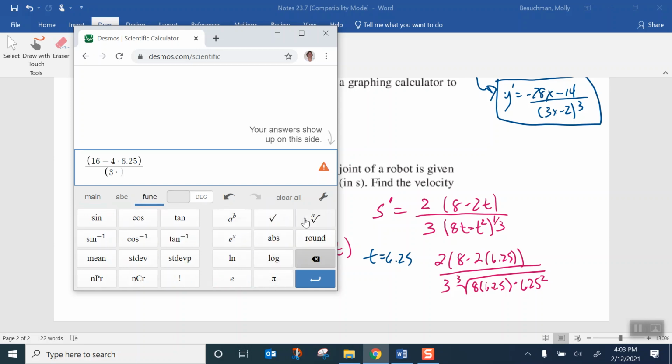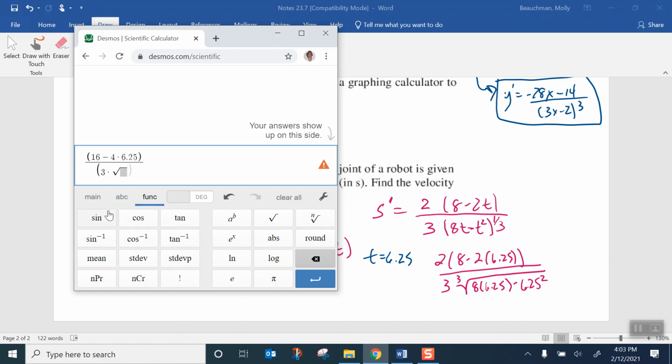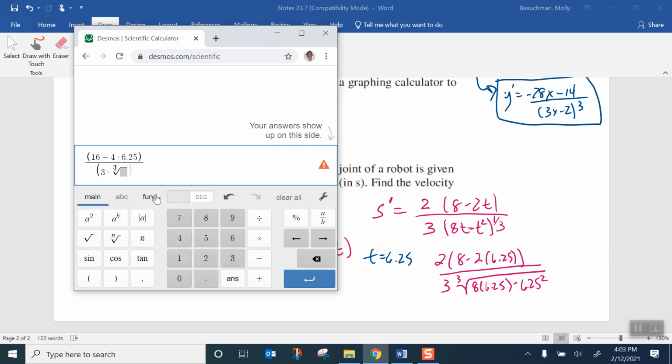The nth root, here it is. So 3 times the cube root of 8 times 6.25 minus 6.25 squared, and then make sure you get out of that cube root, and we've got our parenthesis ended, and then just double check and make sure you've got it typed in correctly. Everything looks pretty good, so we end up with an answer of negative 1.35.